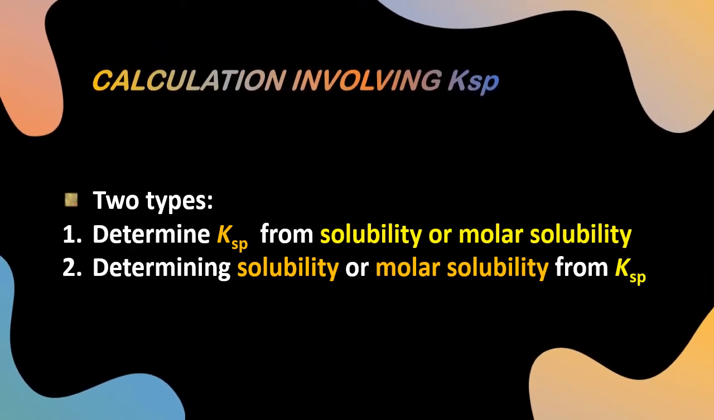Okay, next is about calculation involving Ksp. After the definition, you understand what is solubility, molar solubility, and solubility constant. Now we proceed with calculation of Ksp. There are 2 types of calculation. The first one is to determine the Ksp from the solubility or molar solubility, or the reverse, determine the solubility or molar solubility from Ksp. So let's try some examples.